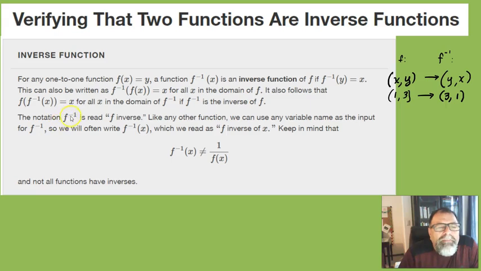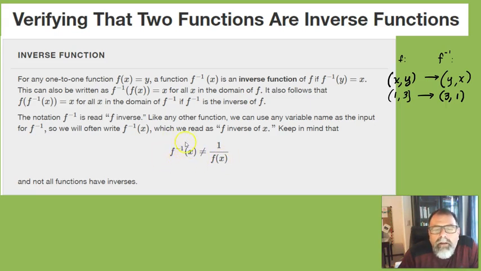The notation f to the negative 1 is read as f inverse, all right? Like any other function, we can use any variable name as the input for f inverse. So we will often write f inverse of x, which we read as f inverse of x. Keep in mind that f inverse of x is not equal to 1 over f of x, right?